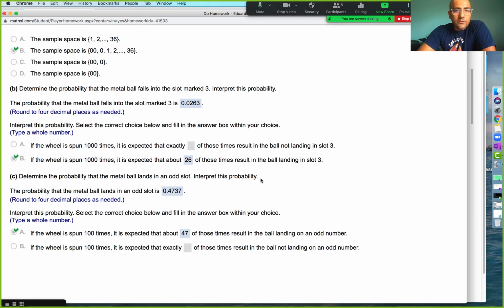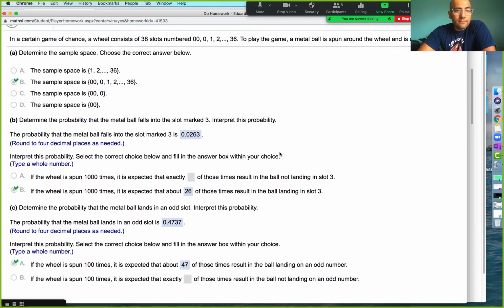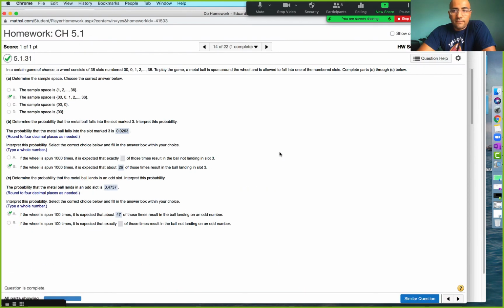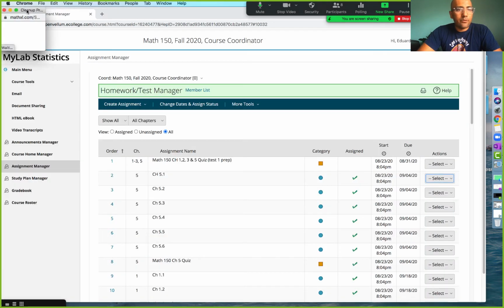Good. Questions? No? Okay, so keep chipping away at 5.1 then. Similar questions. That's it. So keep chipping away at chapter 5.1, 5.2. You should be able to complete up through 5.3 by now. And we're going to move on to chapter 5, section 4 today.